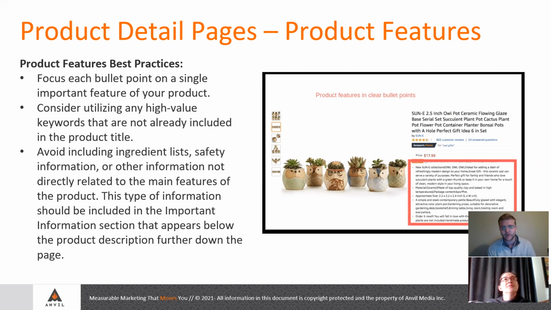I would also avoid using any type of ingredient lists, safety information, or any other information that does not directly relate to the main features of the product. That can most likely go in the product description section, as well as potentially in your images if it's like a major warning label or ingredient.